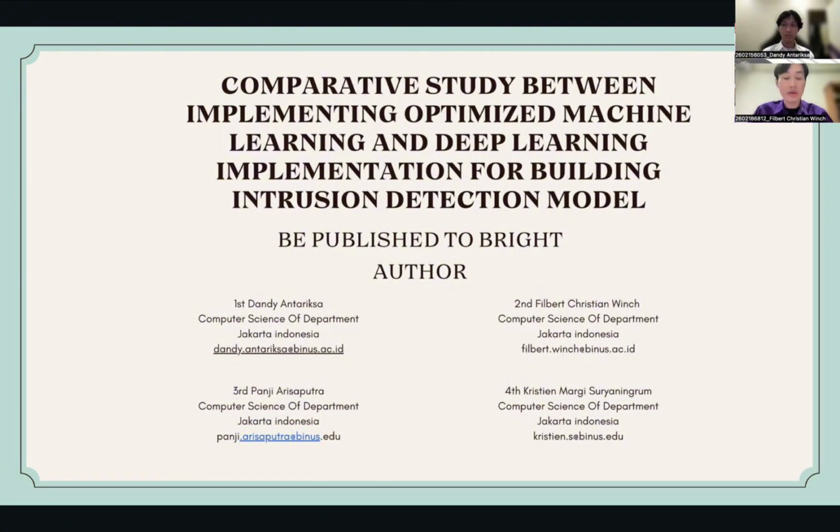The parts have been divided from the abstract until the conclusion. For the very first part, we're going to explain the abstract, which will be explained by my friend here, Dandy. Before we even start, let us introduce ourselves. My name is Filbert, and here we also have Dandy Antarixa. The abstract and the literature review will be explained by my friend here, and then the rest will be by me. For Dandy, please.